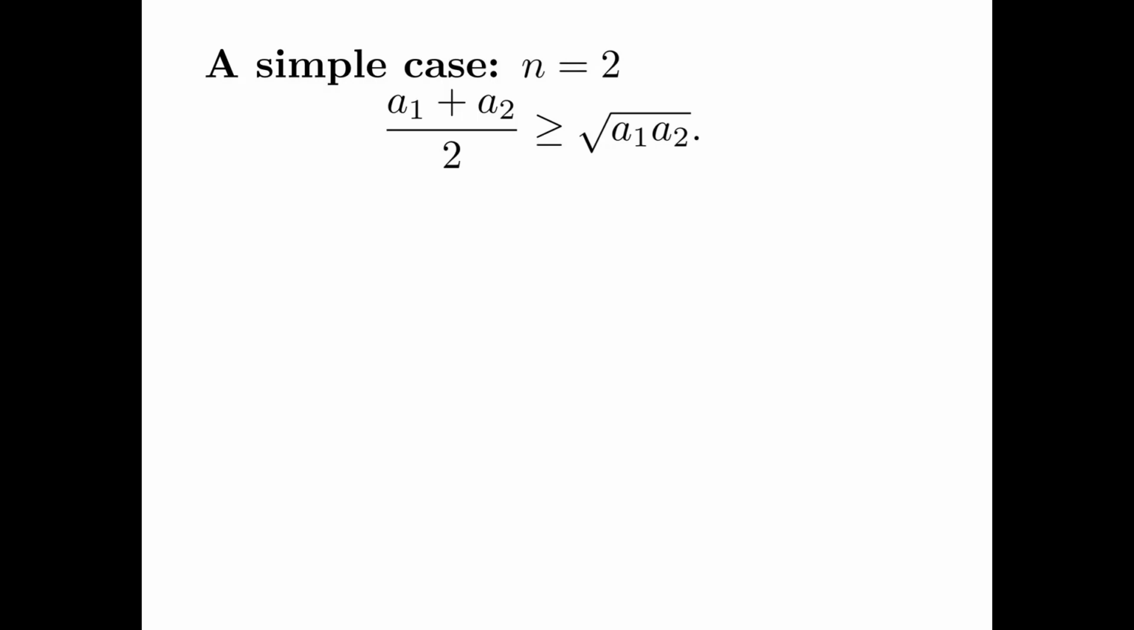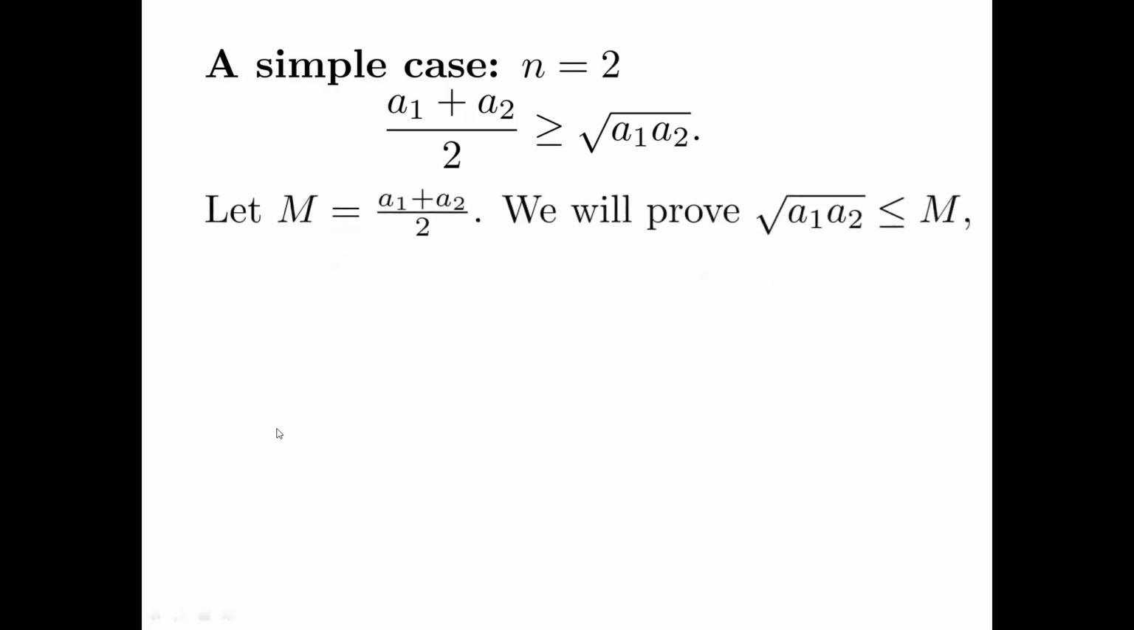The left-hand side is the arithmetic mean. We define it to be m. We are going to prove that the square root of a1 times a2 is less than or equal to m. Squaring both sides, we need to prove a1 times a2 is less than or equal to m squared.